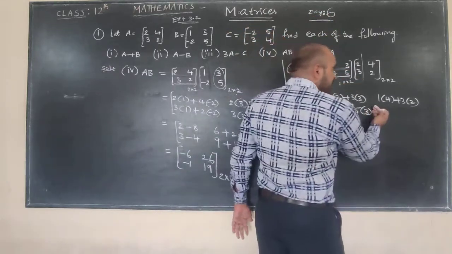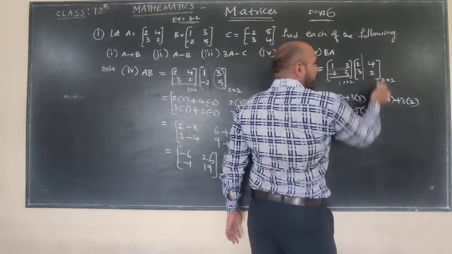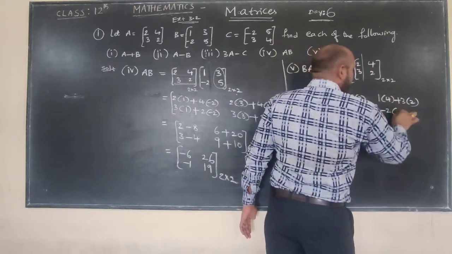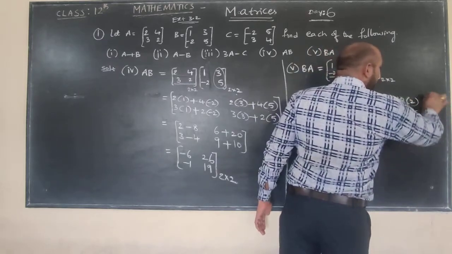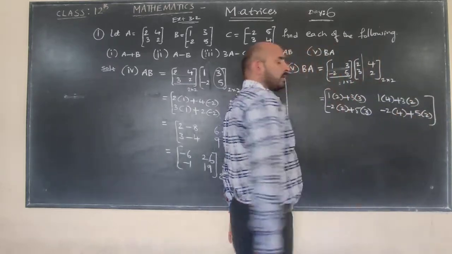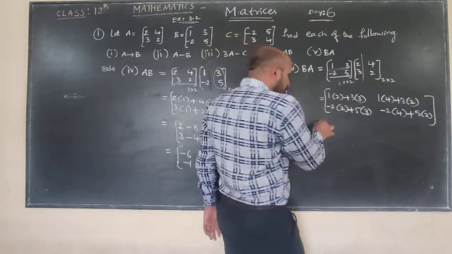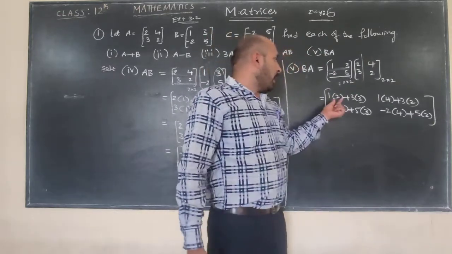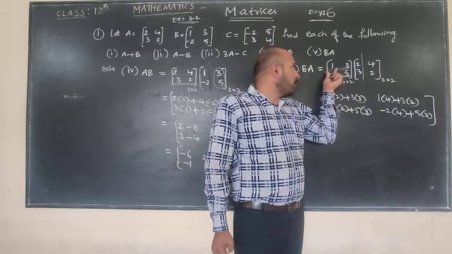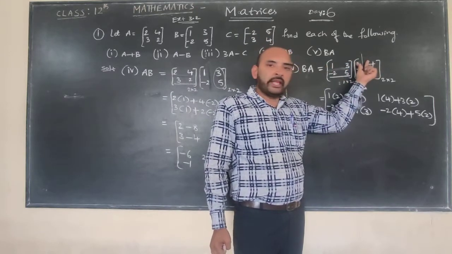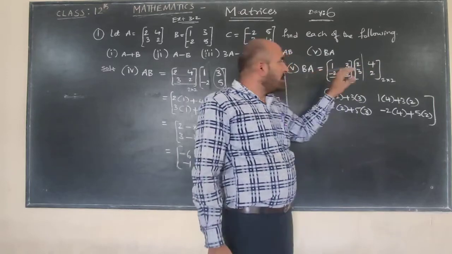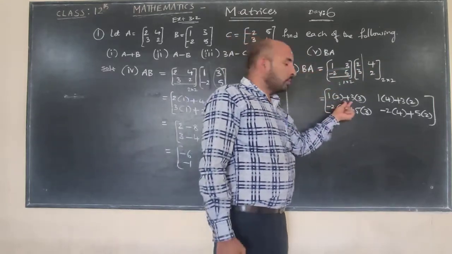Next one, space. Second row with second column: minus 2 into 4 plus 5 into 2. Which is also a 2 by 2 matrix. And don't forget, after multiplication, for the first element in the first column, first row, and the first element in the second column, we have to put plus.